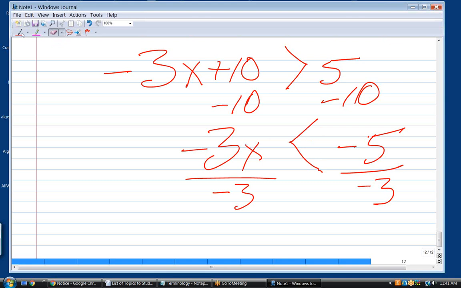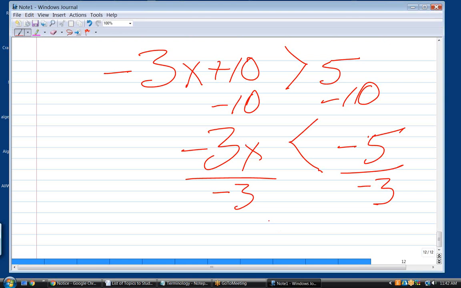That's pretty much the only difference between inequalities and equations: you have to be careful when you divide or multiply by a negative number. You have to change the direction. Not if you add or subtract negative numbers. It's only if you multiply or divide.